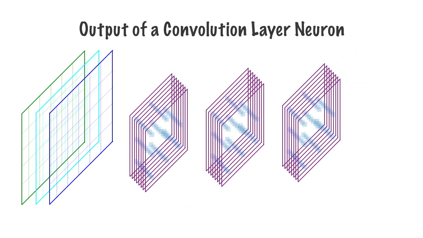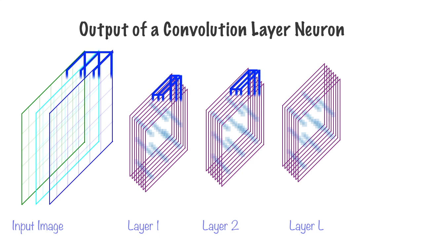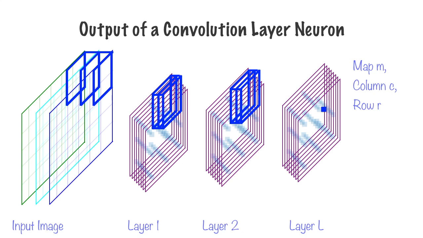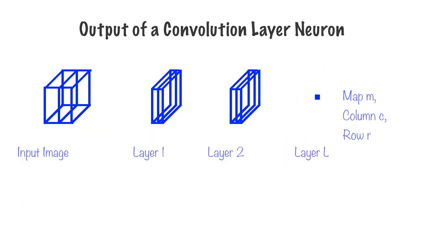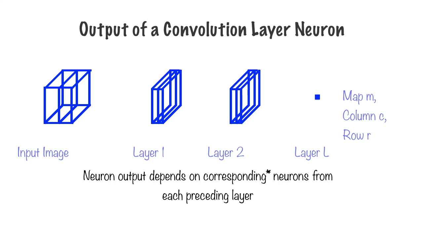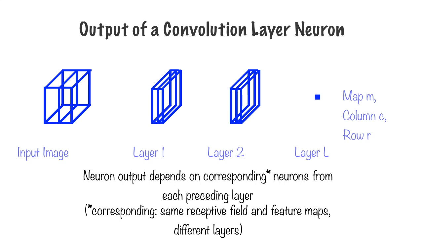Similarly, if you have multiple convolutional layers, which is how you'll typically build up your convolutional neural network, the local receptive field of a neuron in layer L will include the neurons in all the preceding layers. It will include the feature maps of all preceding layers. The output of a neuron in a convolutional layer basically depends on the corresponding neurons in all of the preceding layers, where corresponding refers to the local receptive field and all the feature maps which come within that local receptive field.